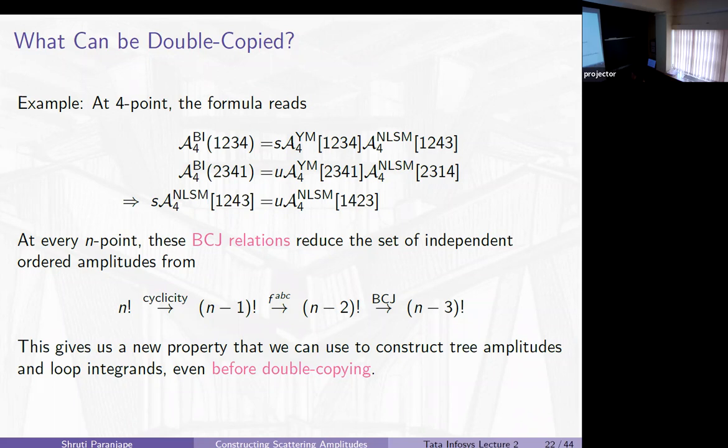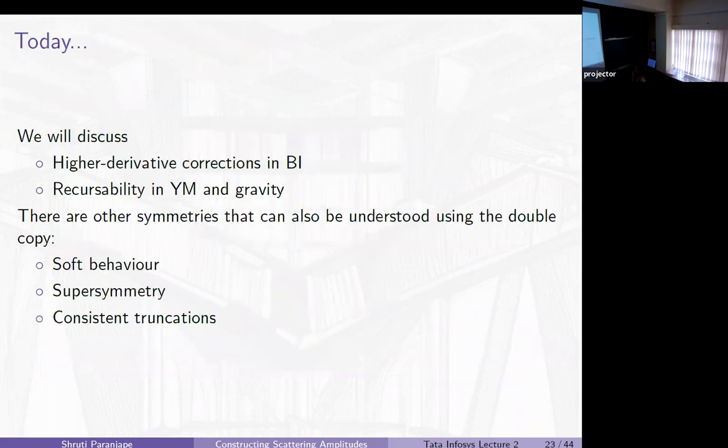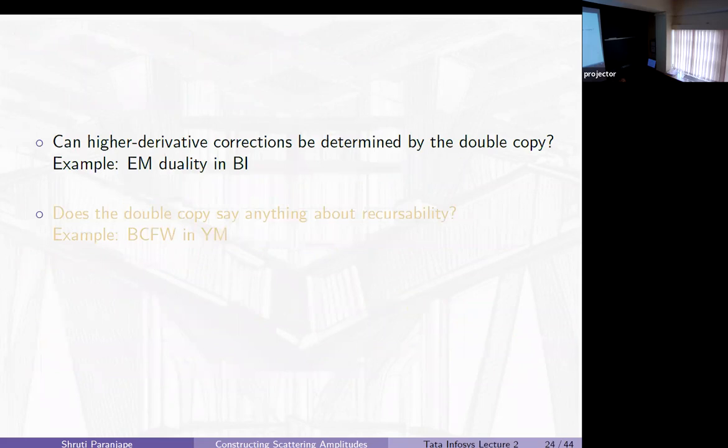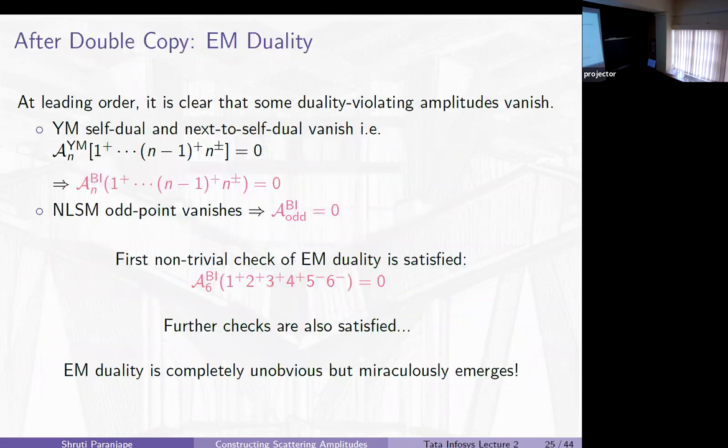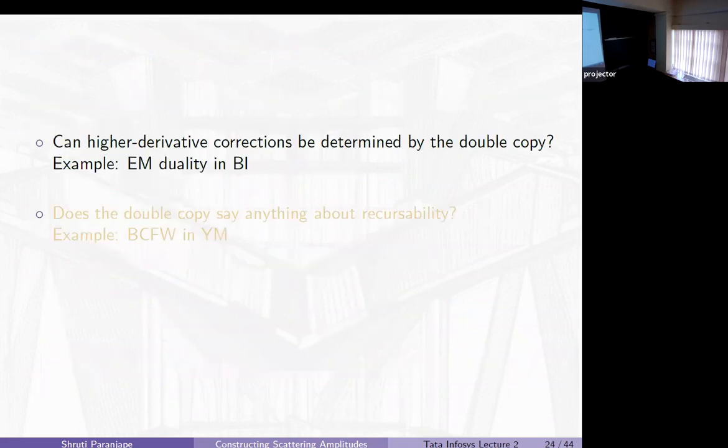Yeah, go ahead. Okay, good. So let's just start with understanding how high derivative corrections play with the double copy, right? So we'll still be talking about Born-Infeld, but it's a bit loose. I mean, you can apply this to basically any other double copyable amplitude.